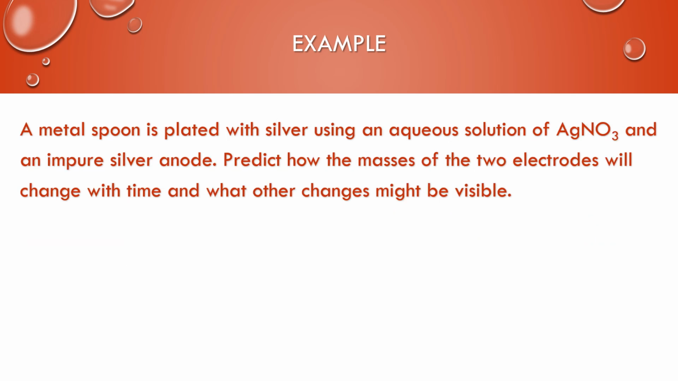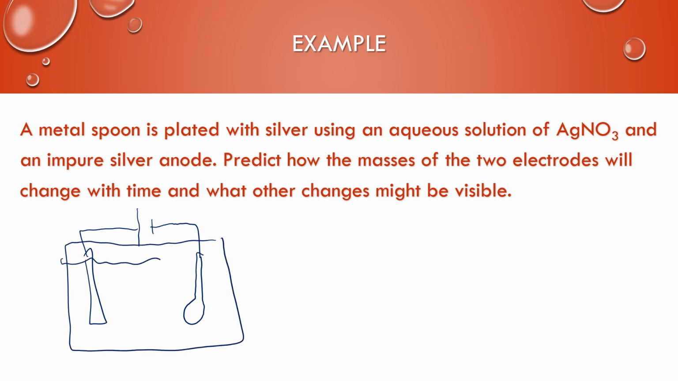And for this reaction, we have a metal spoon being plated with silver using an aqueous solution of silver nitrate and an impure silver anode. So I'm going to draw a very quick mock-up of this electrochemical cell. Let's see if I can draw a spoon. There's my spoon. And then it's in an aqueous solution of silver nitrate. The spoon is what's being plated. The silver is at the anode. The spoon is at the cathode.